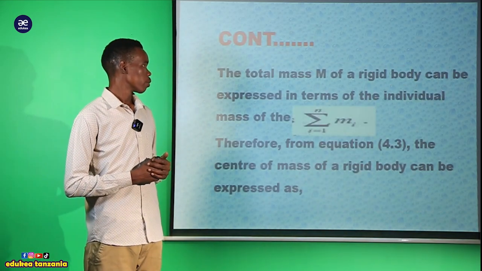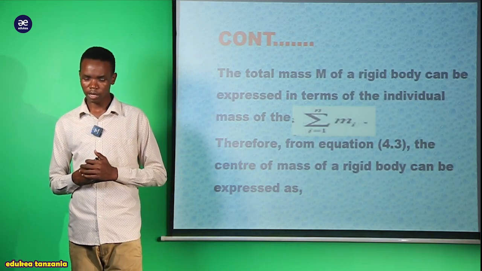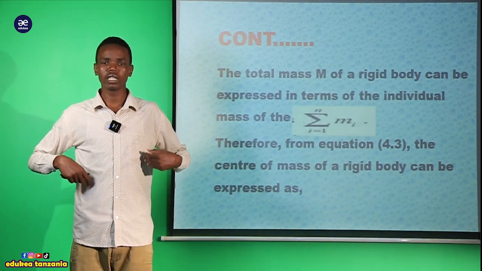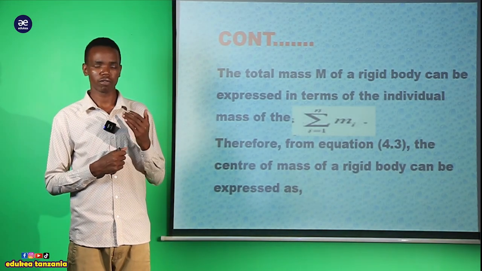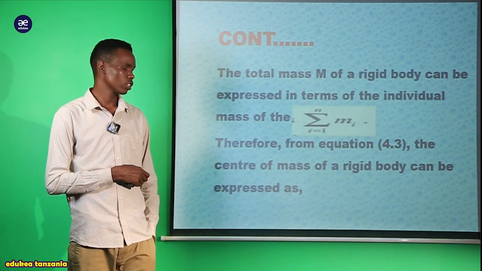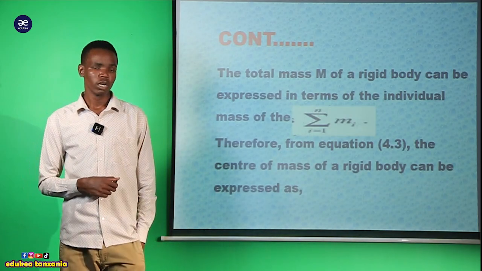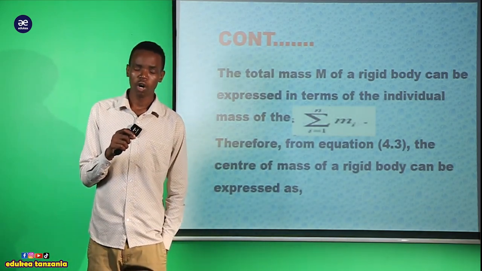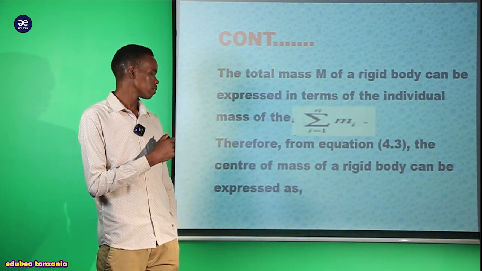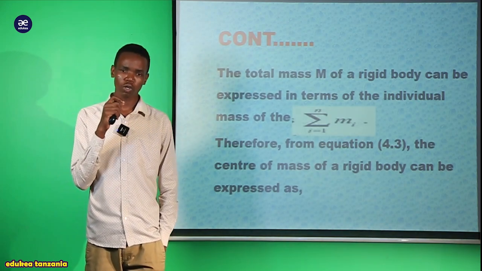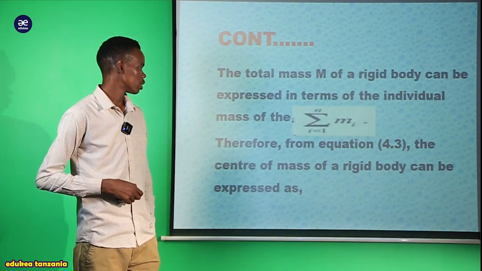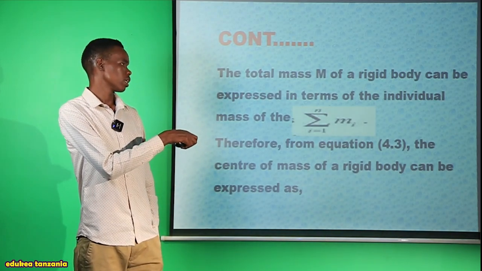And today here, we are going to continue with our discussion of the total mass. Now we are going to see how we can find the total mass of the body. The total mass of a rigid body can be expressed in terms of the summation of the individual masses. So in order to represent the total mass of the rigid body, we must express it in terms of the individual masses, that is the summation of these.